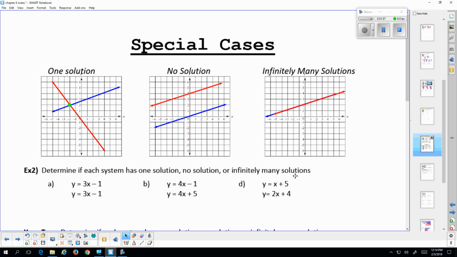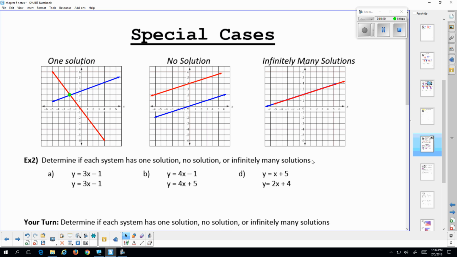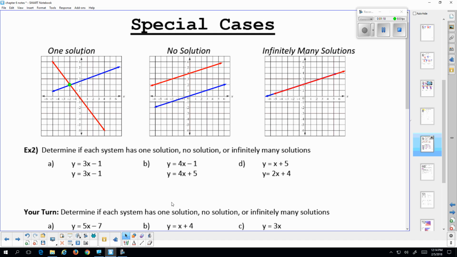Okay. So a matter of recognizing this, it's really easy if it's in y equals mx plus b form, if it's just y equals. So basically, if you have a different slope, you're going to get one solution. If you have the same slope but a different y-intercept, you're going to get no solution. And if it's the same slope and the same y-intercept, you're going to get infinitely many solutions.